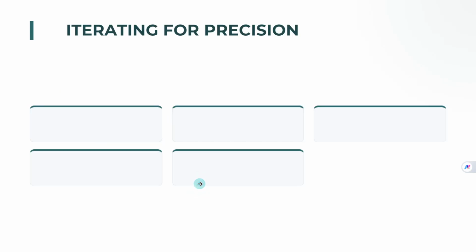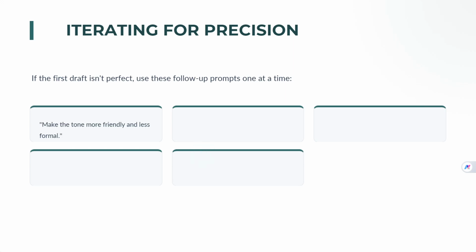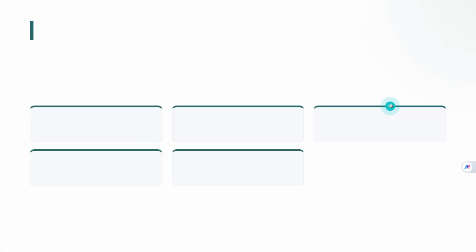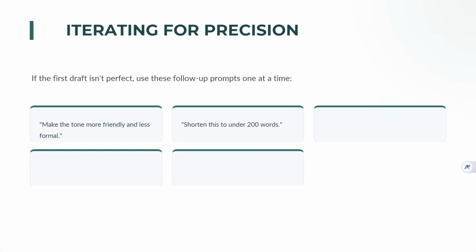All right. So moving on, we look at iterating for precision. Don't be afraid to iterate. If the first draft isn't quite right, ask AI to revise. Make the tone more friendly and less formal. So you could ask AI to do this. Next, you can tell AI to shorten this to under 200 words. You can ask it to rewrite this to be more persuasive and action-oriented. You can ask it to add specific call to action at the end. You can tell it to make this more precise or more concise and cut off the fluff. The iteration process helps you get exactly what you need with minimal manual editing.